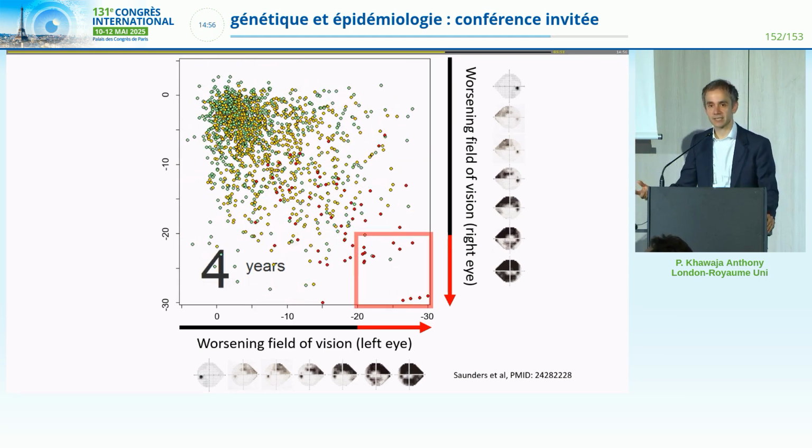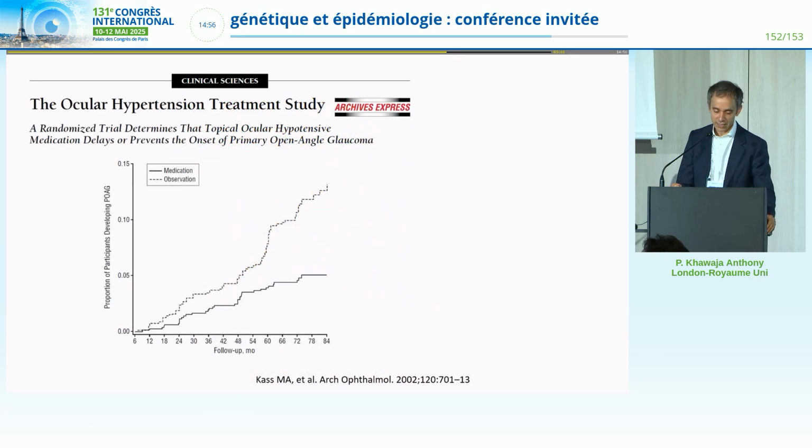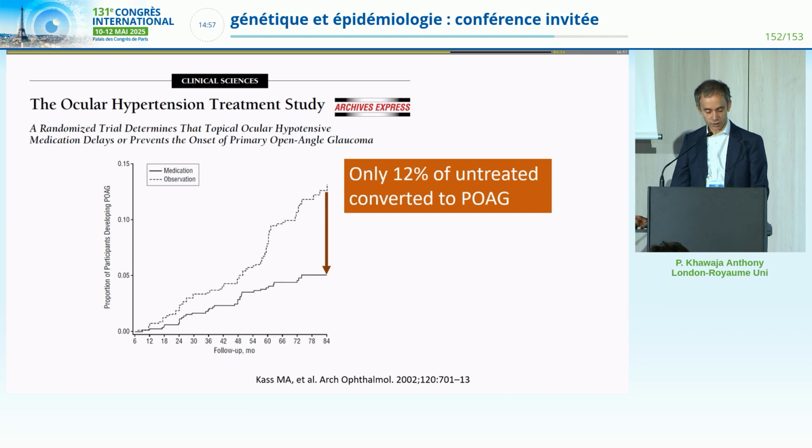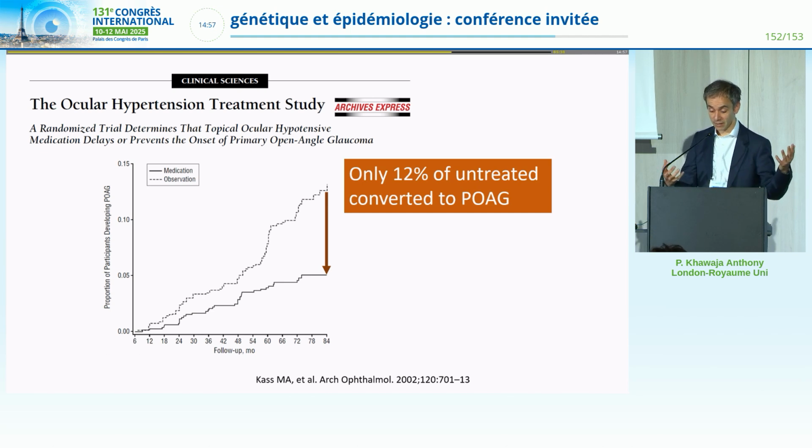So can genetics, can a polygenic risk score help us do that? Well, one really nice example is the Ocular Hypertension Treatment Study. We all know if you treat people with high pressure that haven't developed glaucoma yet, you reduce the risk of them developing glaucoma. But if you look at the people who weren't treated, still only 12% of them converted to glaucoma. So we shouldn't treat everybody with ocular hypertension, right? And none of us do.